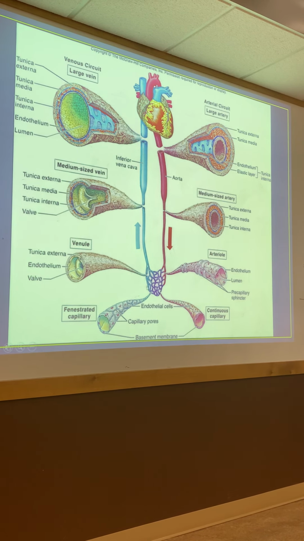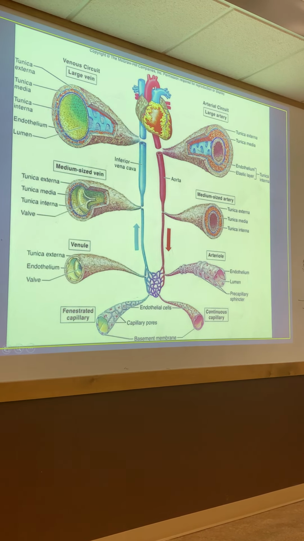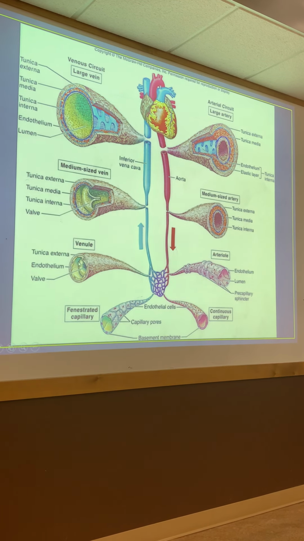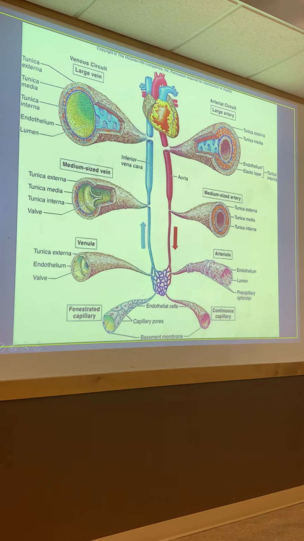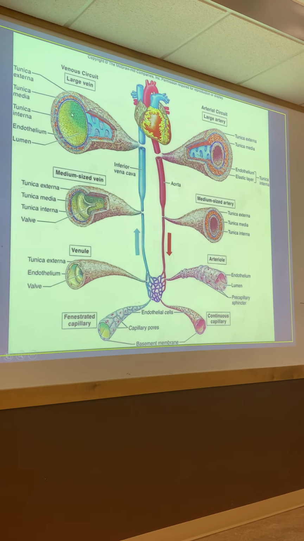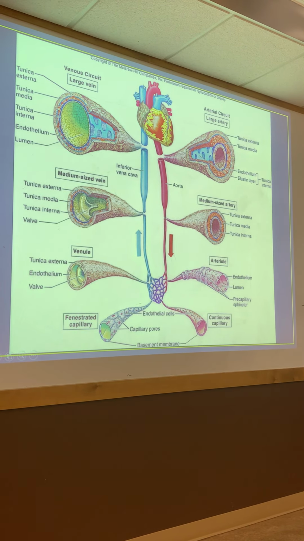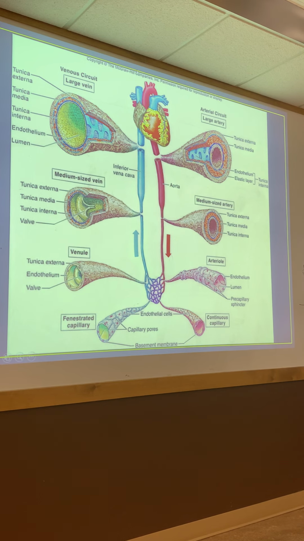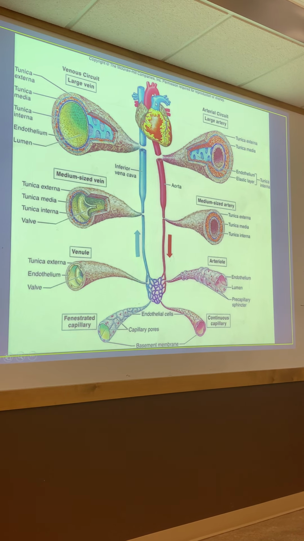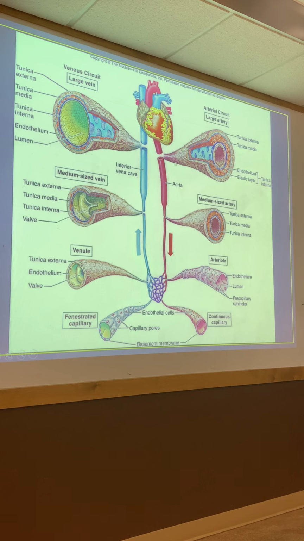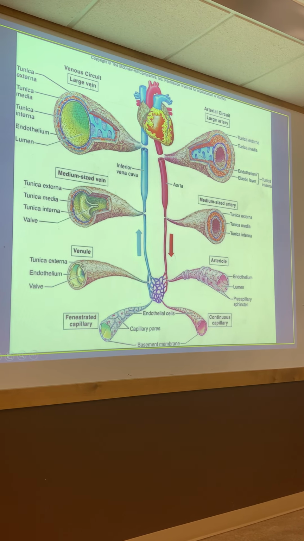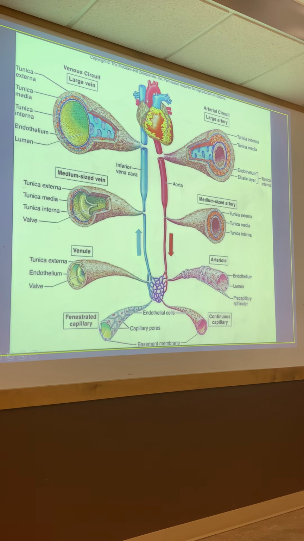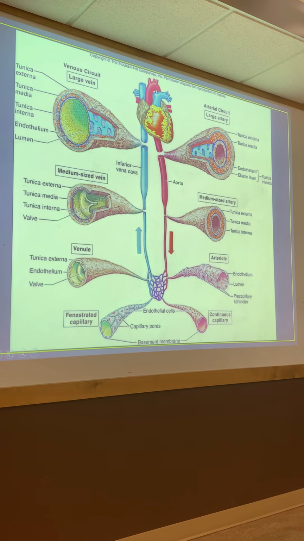So the capillaries will then converge into small veins called venules. They'll converge into larger veins, which will then ultimately converge into the largest of the veins, which dump deoxygenated blood back to the heart. The exception to the rule that arteries carry oxygenated blood and veins carry deoxygenated blood is right at the heart.